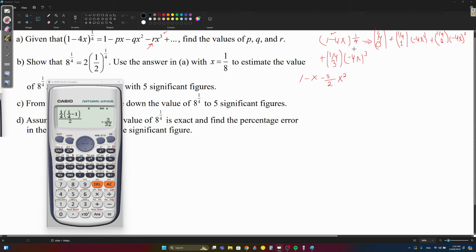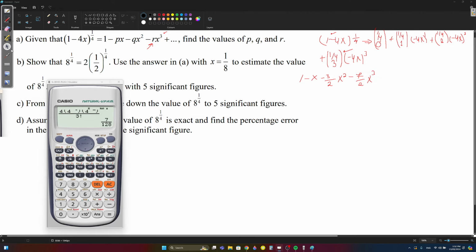Now 1 over 4 C 3. You go back here: 1 over 4, minus 1, minus 2 now, right? Because we want 3 terms, and we change this here to 3 factorial. Why didn't I try 2 factorial? Because 2 factorial is equal to 2. You get 7 over 128. Cube, you know? So minus 64 x cubed, cancel, cancel. It's going to be minus 7 over 2 x cubed. Hold up, guys. Minus 7 over 2 x cubed.